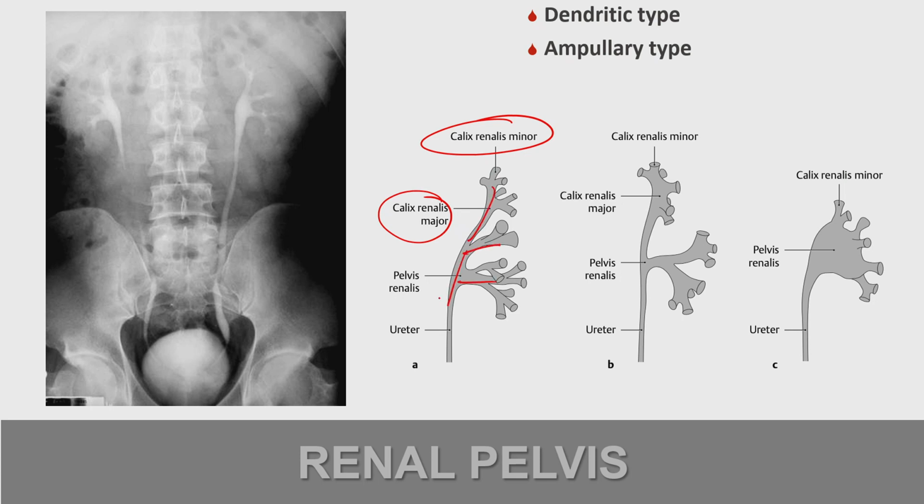Sometimes it could be dendritic, and sometimes it could be less dendritic, and sometimes forming a pelvis which is like an ampulla. So in general we divide into dendritic and ampullar systems.